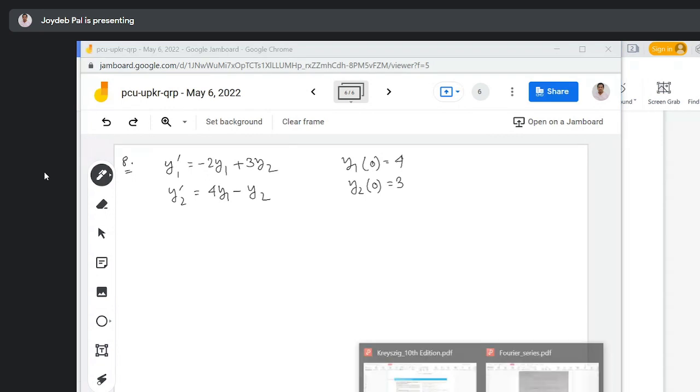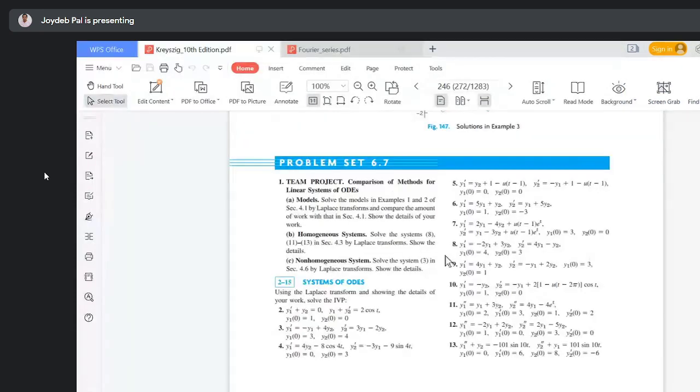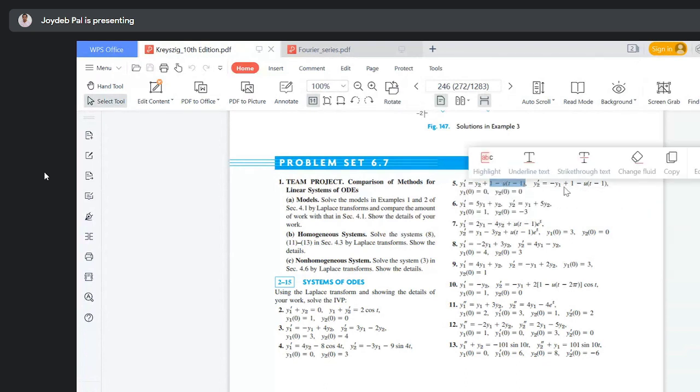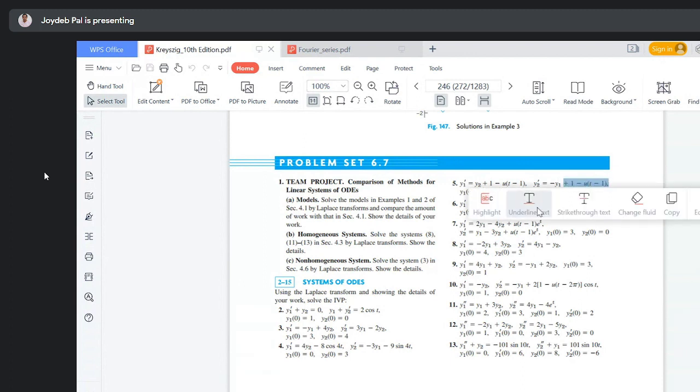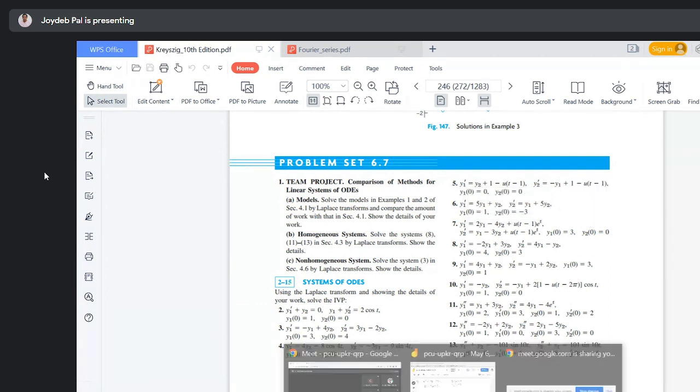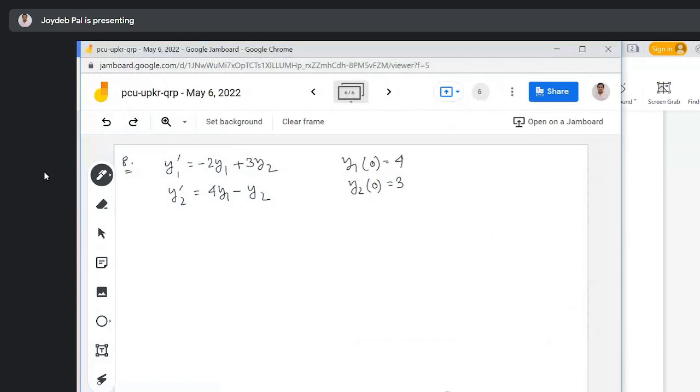But I can show you some problems which contain G1(t) and G2(t). Like problem number 5, you see y1 dash is equal to y2 plus this. So this first term is G1(t). Similarly, in the second, 1 minus u(t minus 1) is G2(t). Okay, so whatever G1(t) and G2(t) are, you just need to know their Laplace transform. Now see how I am solving.